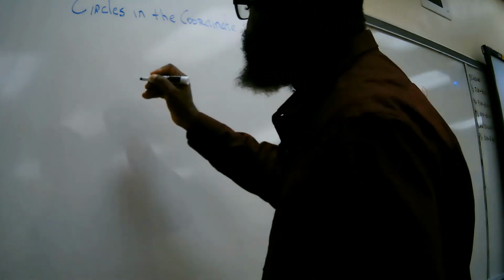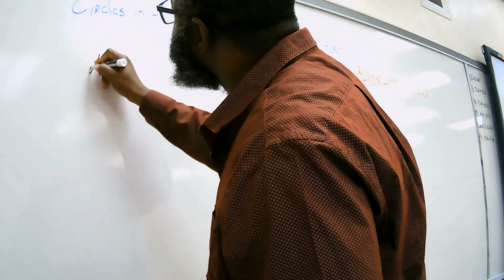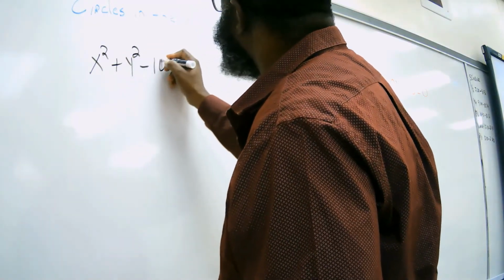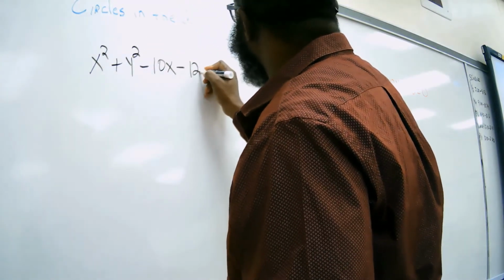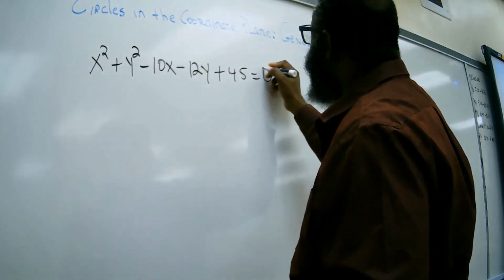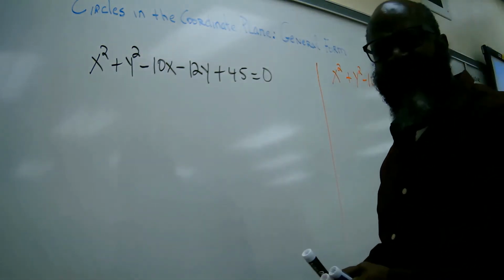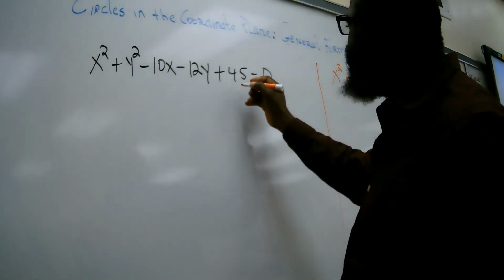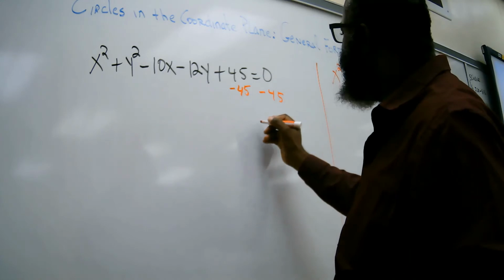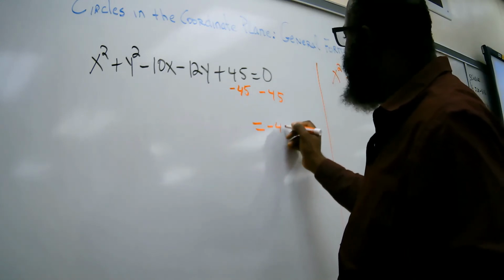So we have x squared plus y squared minus 10x minus 12y plus 45 is equal to 0. Remember, the first goal is to isolate the constant. So we subtract 45 from both sides, and that's what we're going to do. This side is going to become negative 45.